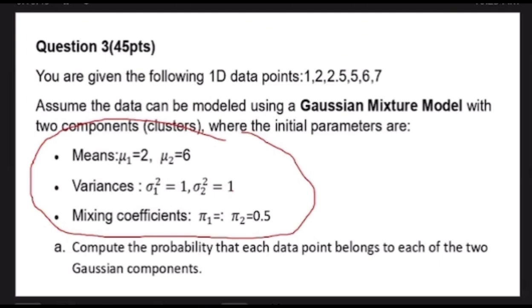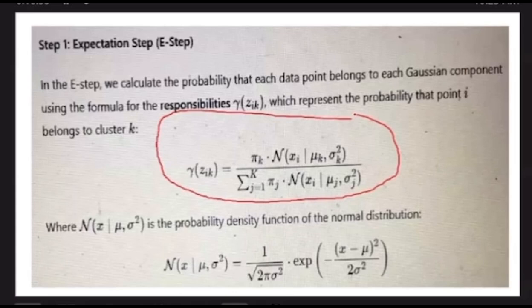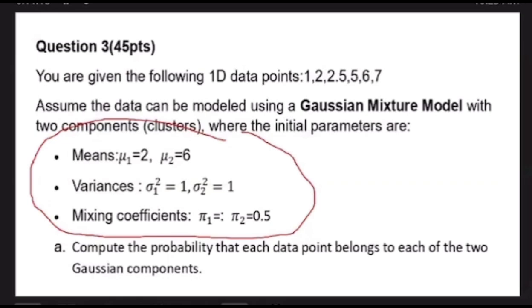We're going to start with the expectation. Please pay attention. This is the expectation step. Now, look at that formula. In the numerator, you see pi k. What does pi k mean? That is the mixing coefficient for a particular cluster. How many clusters do we have? 2. We're going to have pi 1 and pi 2. You've been given them in the question: pi 1 and pi 2 equal 0.5.